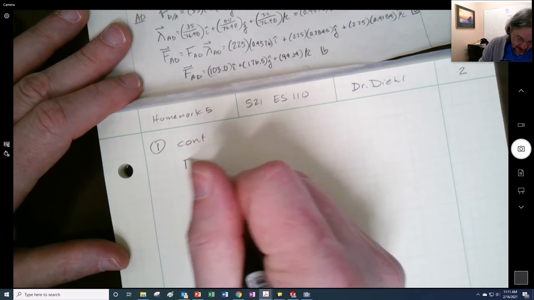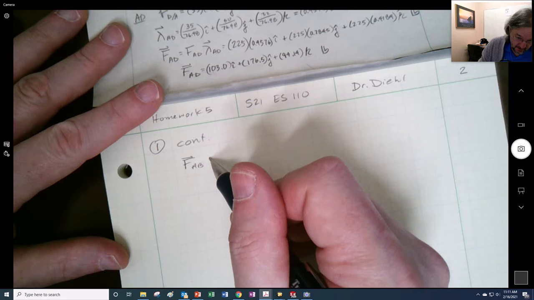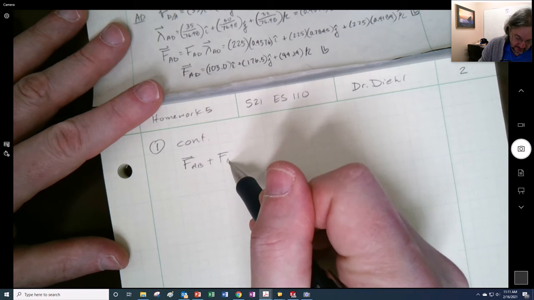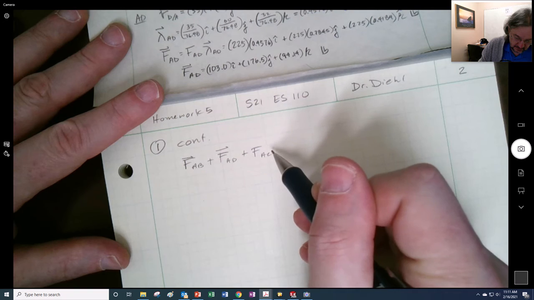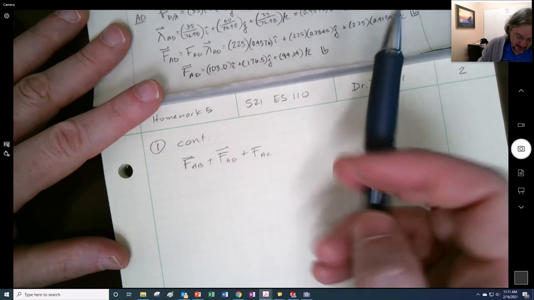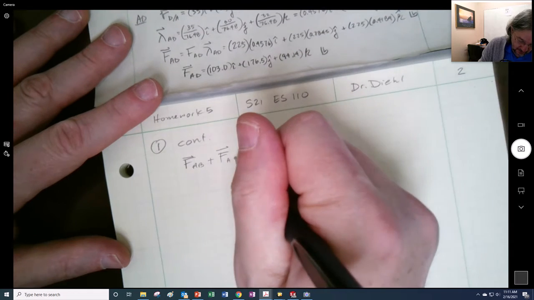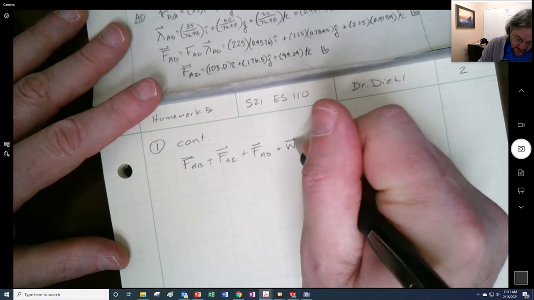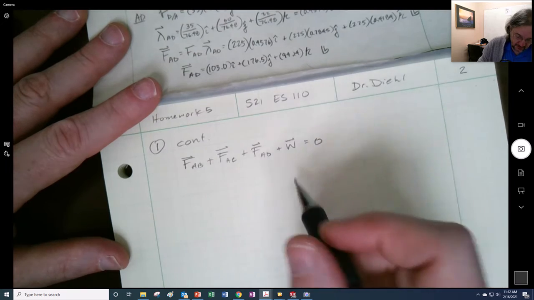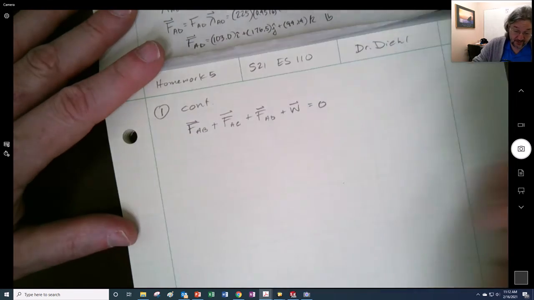So let's rewrite. I'll write out the thing we're sticking it into: FAB plus FAD plus FAC. Why did I go that way right there? Why didn't I go AC and then AD? That would have been right. Would have made more sense, wouldn't it? Plus W equals 0.